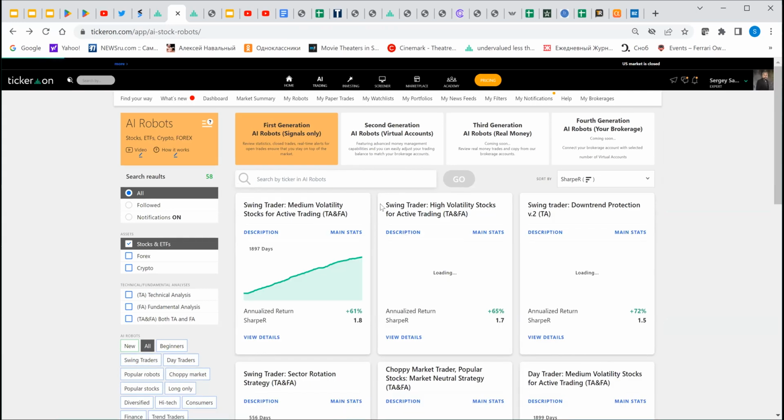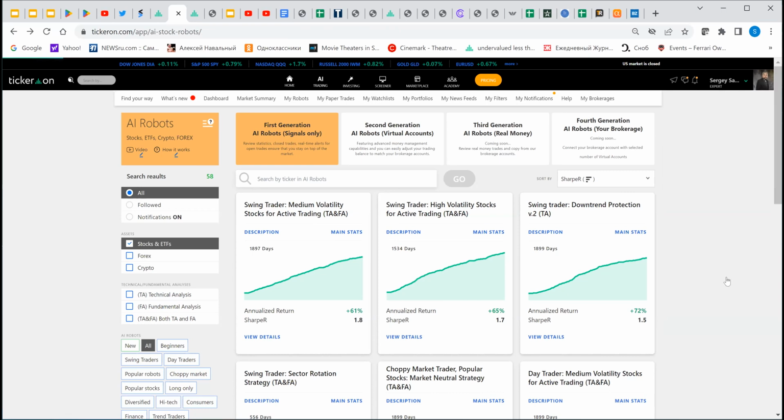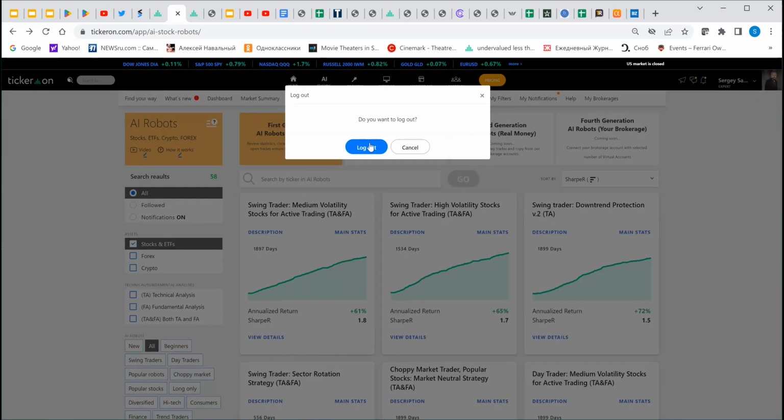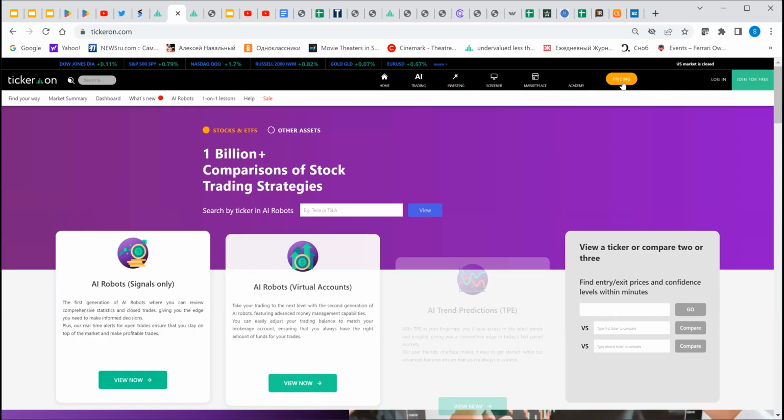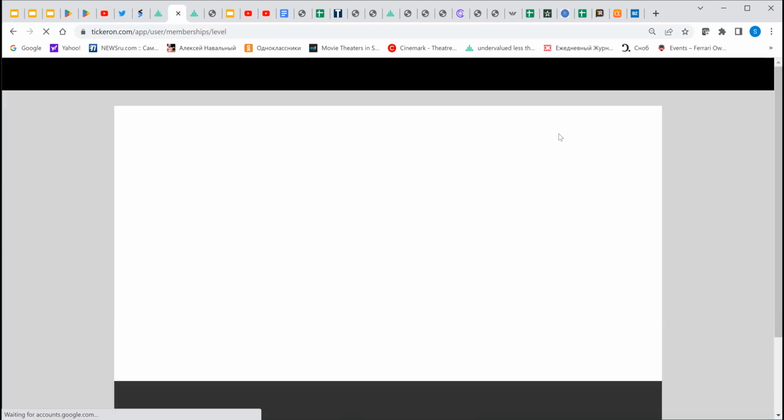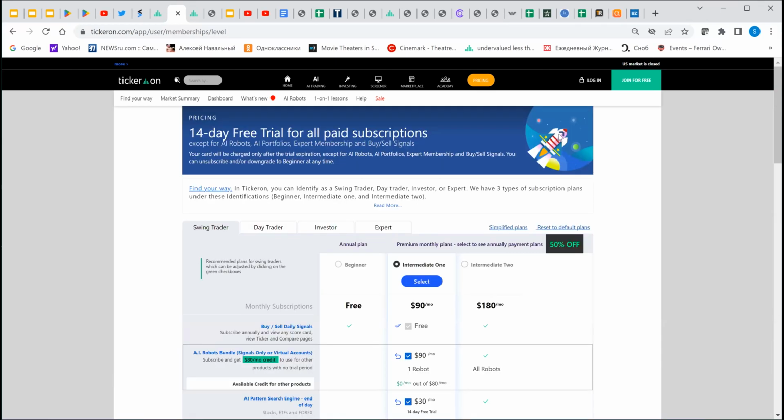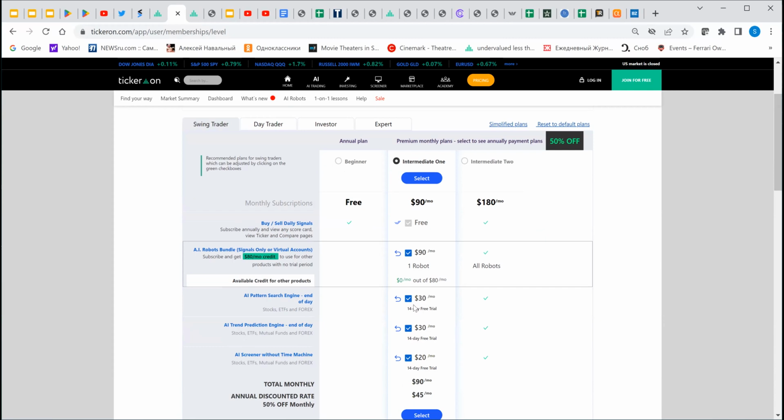So that concludes my presentation. I'm not going to go into the details of this page with the patterns, but I will tell you that the good thing is that if you subscribe to one robot, you can switch from one to another at any time. You can follow as many as you wish. And you get these tools like real-time patterns, pattern search engine, and screener pretty much for free.